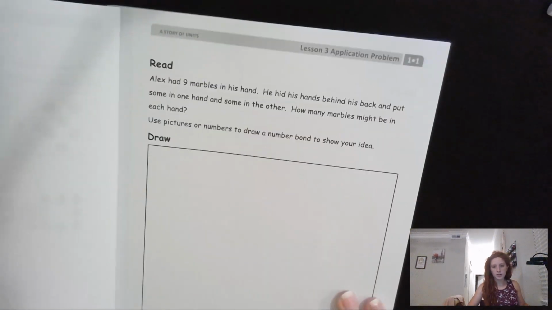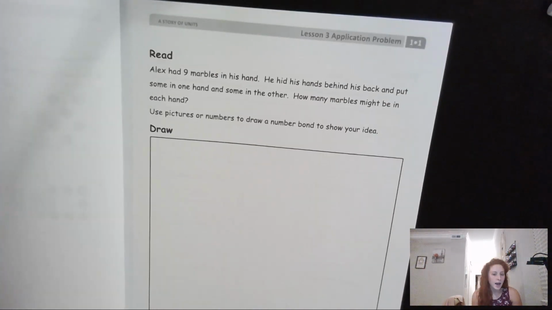And I'll go ahead and read this problem for you, okay? Alex had 9 marbles in his hand. He hid his hands behind his back and put some in one hand and some in the other. Okay, I froze, so I'm going to read it again. I'm sorry, guys. Alex had 9 marbles in his hand. He hid his hands behind his back and put some in one hand and some in the other. How many marbles might be in each hand? Use pictures or numbers to draw a number bond to show your idea.